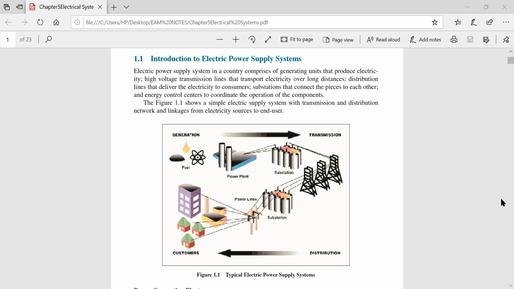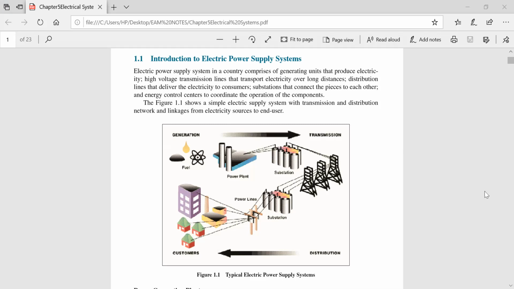So in this figure, we have already talked about the transmission distribution network, and the electricity from the step down transformer at the substation goes to industry or our premises. So this is a pictorial view of the electric power supply system.